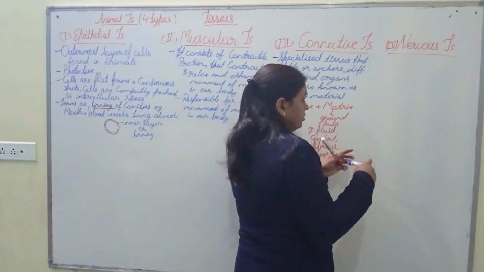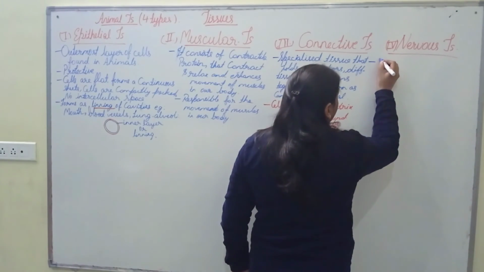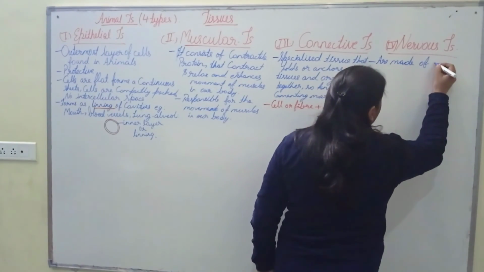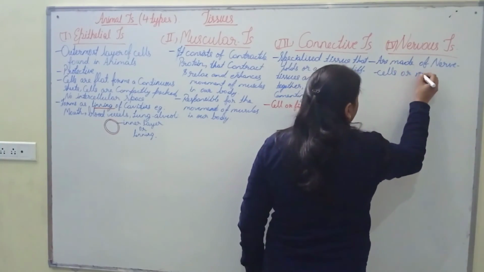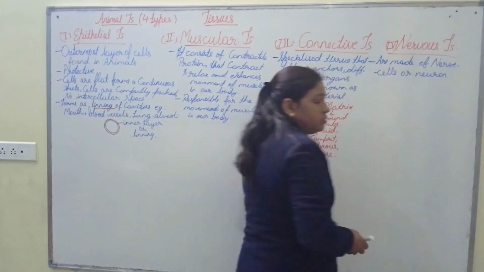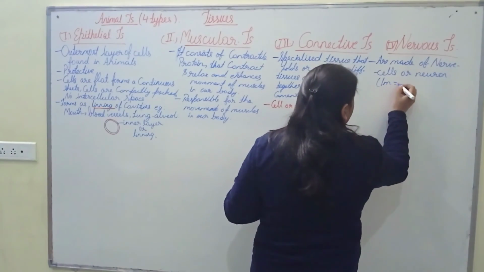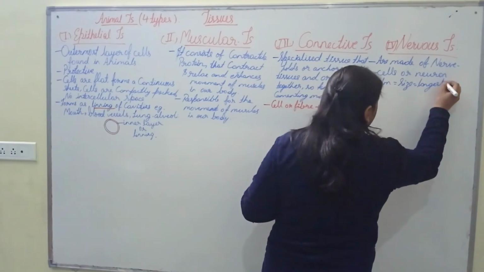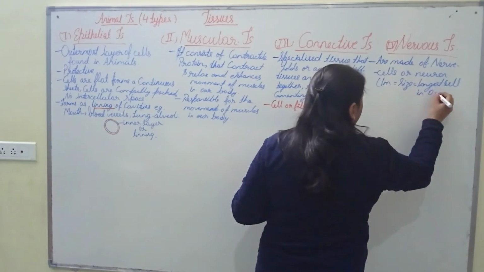Now for a short discussion, nervous tissue is made of nerve cells or neurons. This is the longest cell found in our body, and its size is almost 1 meter. That is the longest cell in our body.